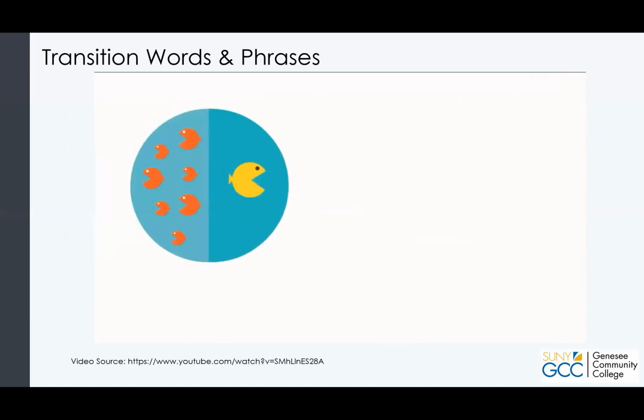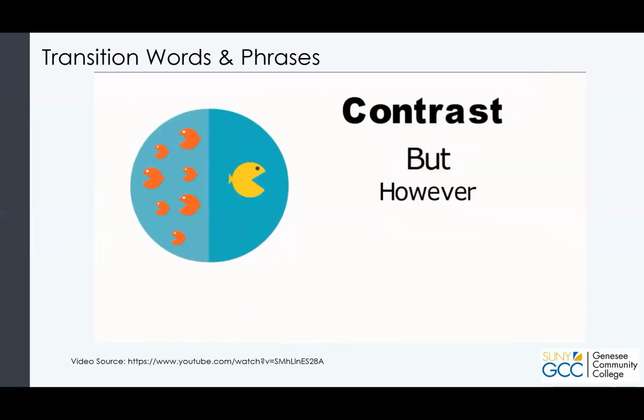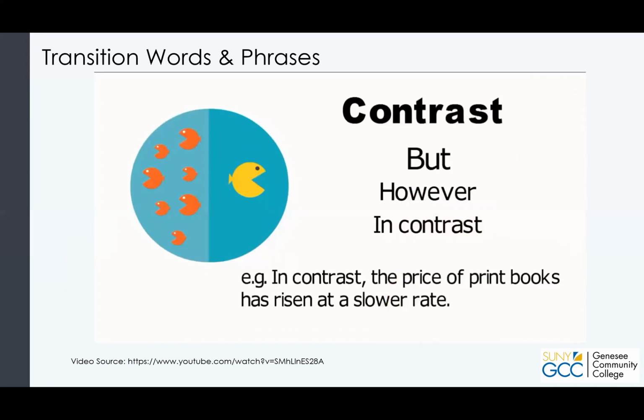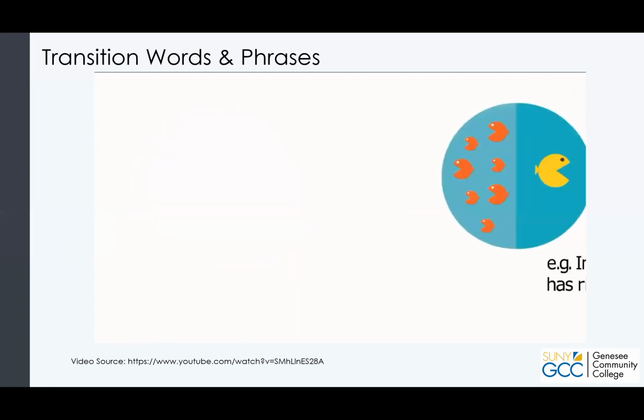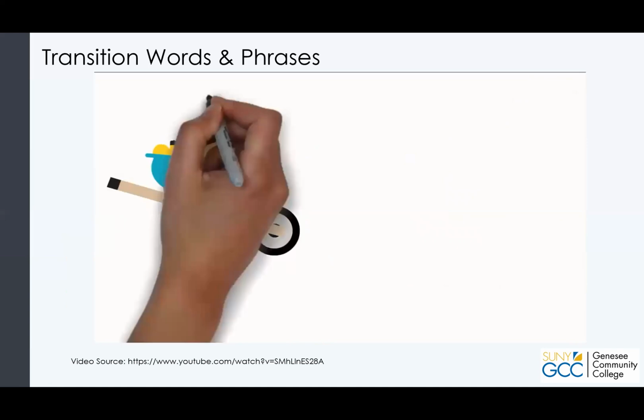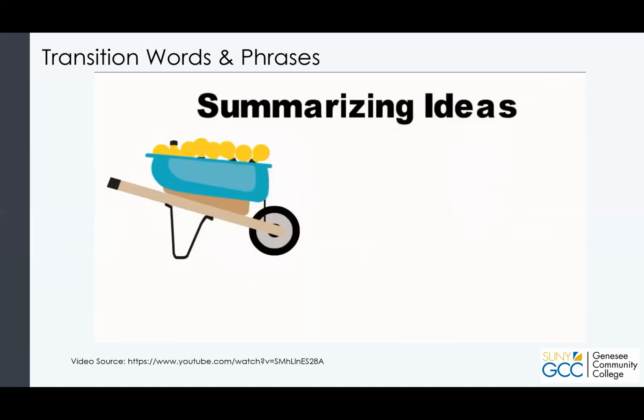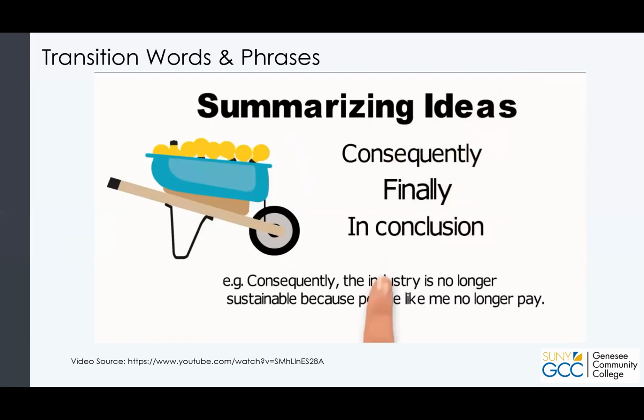For contrast, use words such as but, however, and in contrast. For example, in contrast, the price of print books has risen at a slower rate. And lastly, to summarize your ideas, use words such as consequently, finally, or in conclusion. For example, consequently, the industry is no longer sustainable because people like me no longer pay.